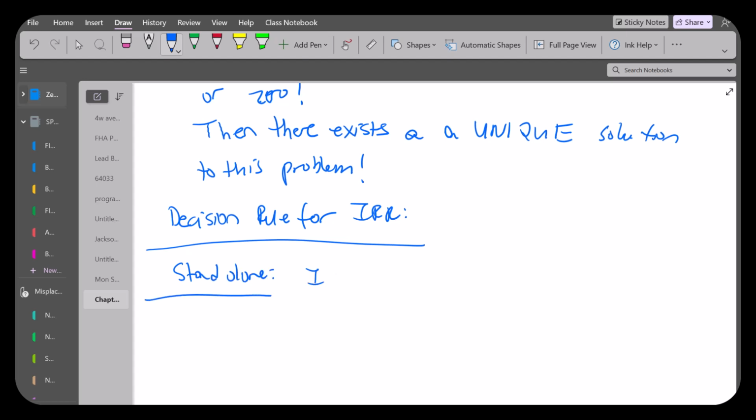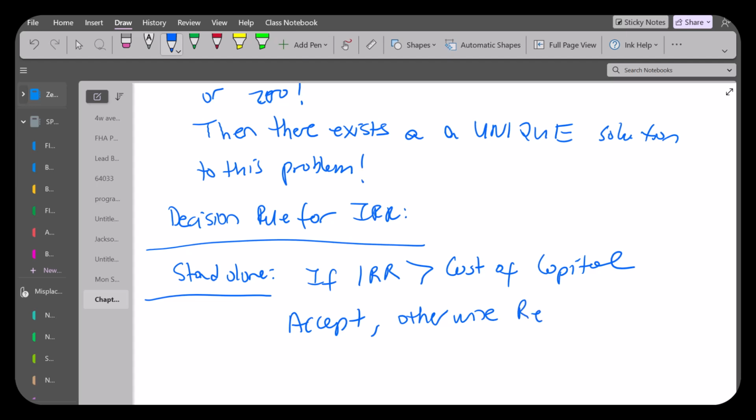If IRR is greater than the cost of capital, accept. Otherwise, reject. When cash flows are conventional and we have standalone projects, NPV and IRR are going to yield exactly the same decision, assuming we're not dilly-dallying with the gray area issues. Okay?